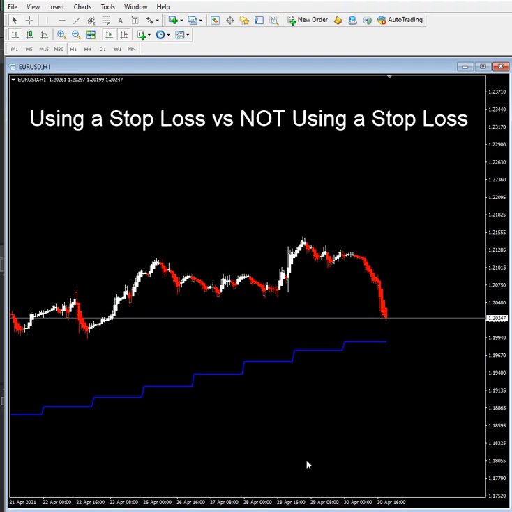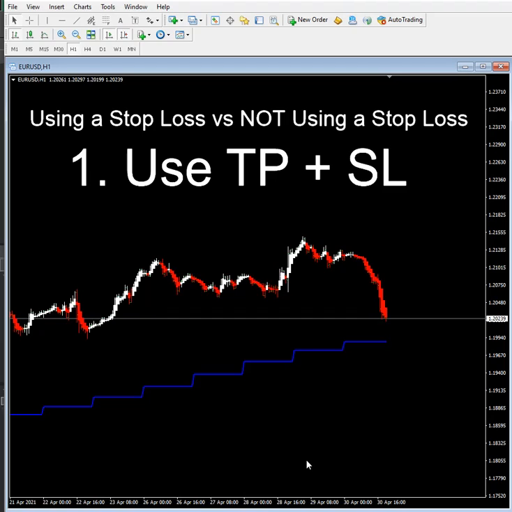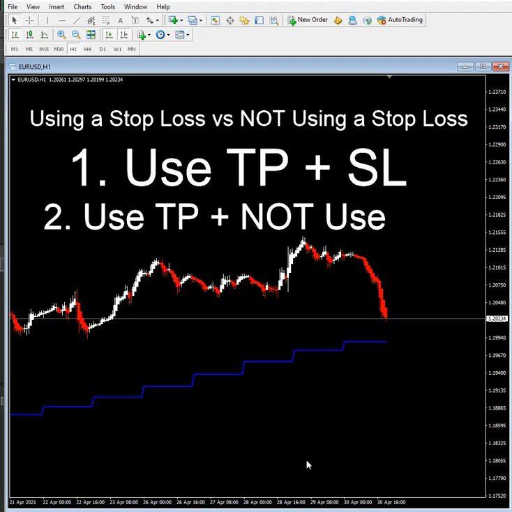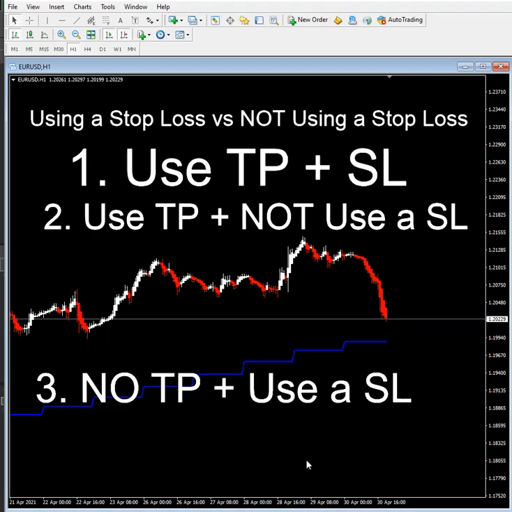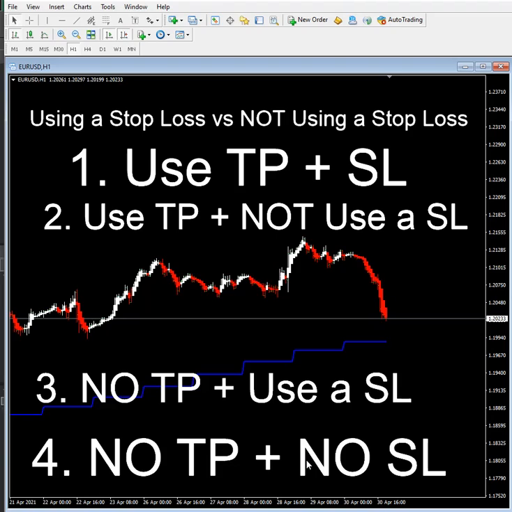The first way is to use a take profit and stop loss. The second way is to use a take profit and not use a stop loss. The third way would be to use no take profit but use a stop loss. And the fourth way would be to have no take profit and no stop loss. People do trade this way. So they're the 4 main ways in which you can trade the Forex market.